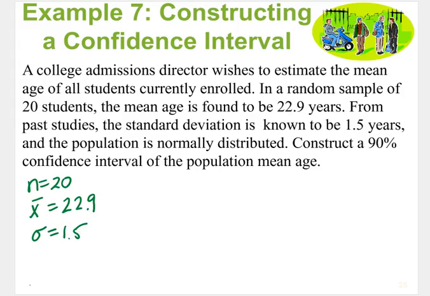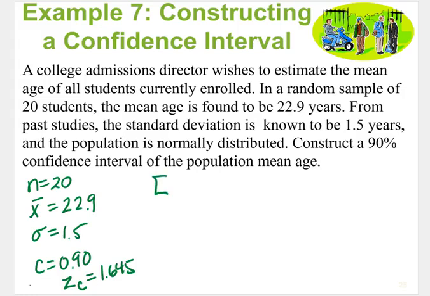Good. So we don't have to worry about the fact that our n was smaller than 30 because they told us the population was normally distributed. They want us to construct a 90% confidence interval. So my C is 0.90. And again, that was one of the ones I asked you to memorize. So that z critical score that goes with 90% is going to be 1.645. If you didn't have that memorized, then you'd have to go back and calculate it like we did with the other problems.